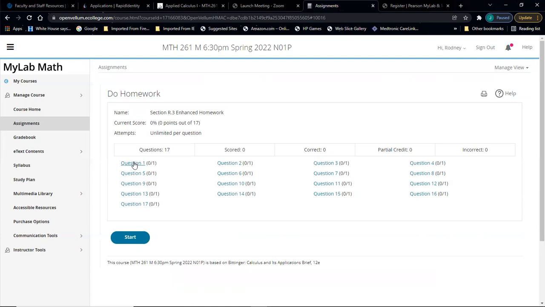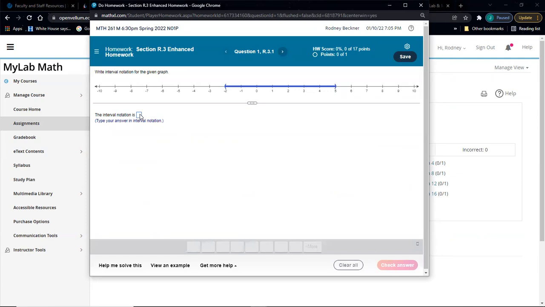R3. Interval notation. Oh, I forgot how to do interval notation completely. Well, you're going to have to remember it. We will be using interval notation quite frequently in this course, especially when we get to chapter 2 or 3.